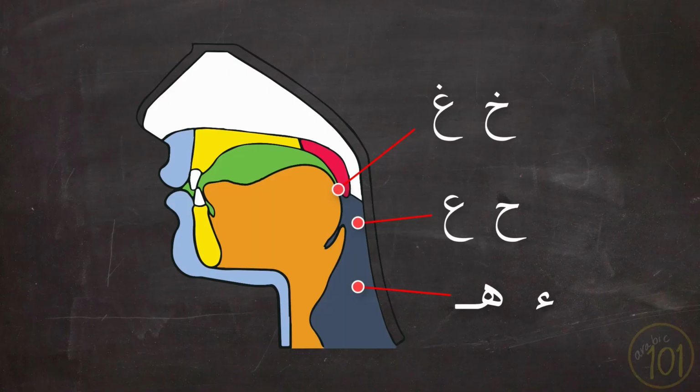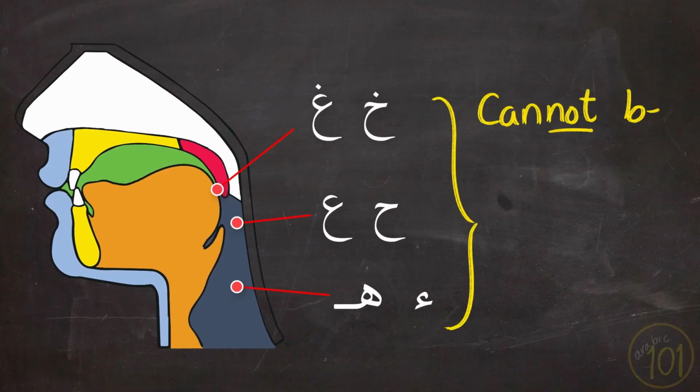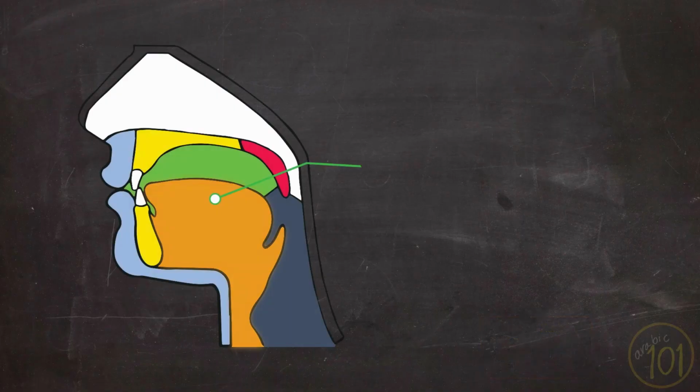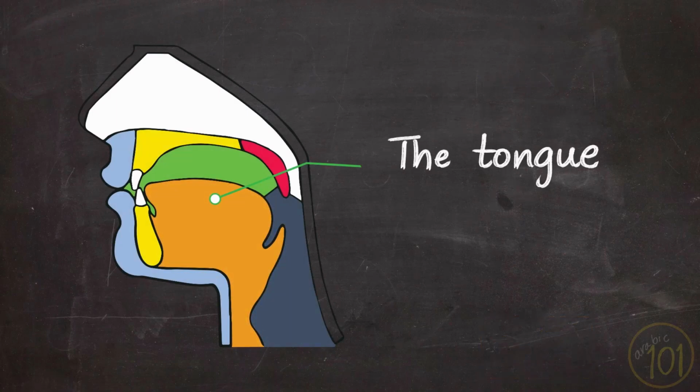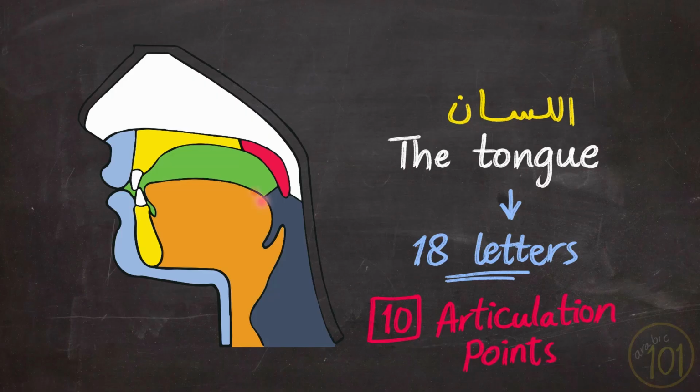These sounds might be quite challenging in Arabic because of how deep they come from, which makes it almost impossible to observe the movement of the organs. We'll start tackling a new area of articulation, which is the tongue. As a matter of fact, the tongue produces the most sounds. In fact, there are 18 letters that are produced from the tongue through 10 different articulation points, or makharij.